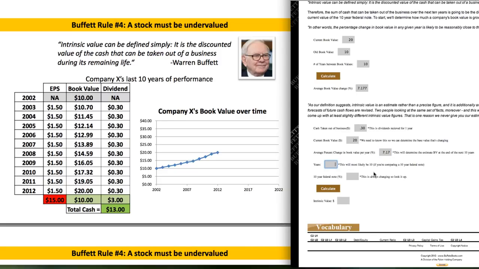So the years. This is going to be the next 10 years. If you're always comparing this to a 10-year federal note, this number here is always going to be 10. Now, the 10-year federal note. This is something that you're going to have to look up because it changes all the time. For right now, it's 1.7, the percent that you would get if you went out and bought a 10-year federal note. In the next section, when we calculate the intrinsic value for Disney, I'll actually pull up that number to show you where I would go to find that. But for right now, we'll just go ahead and use 1.7%.